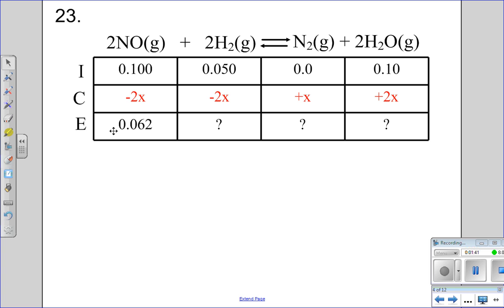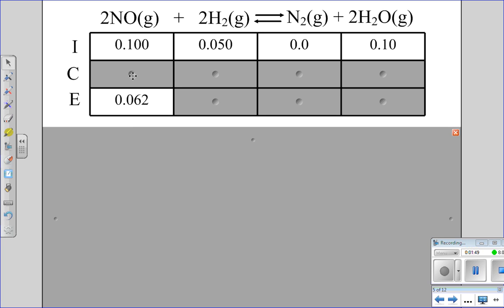Now, since I have a number down here in the equilibrium column, that means I can not use x, I can calculate it. What is the difference here? It's minus 0.038. And since this is 2x, that means this one is also 2x, so it's also minus 0.038. This one for the water was plus 2x, so it'll be plus 0.038. And the nitrogen gas, that was just x, so I use 1/2. Plus 1/2 of 0.038 is 0.019.